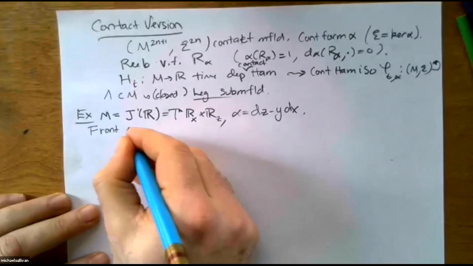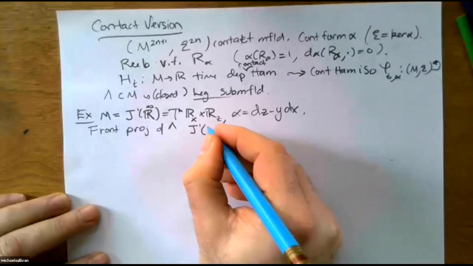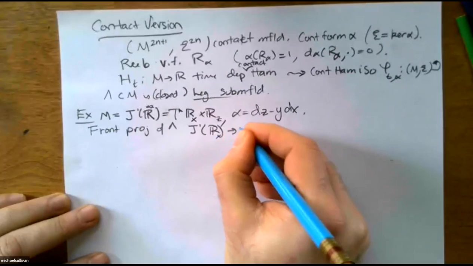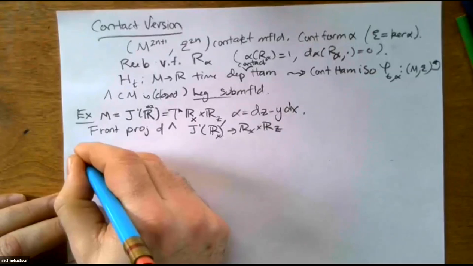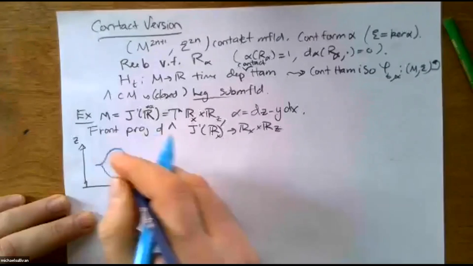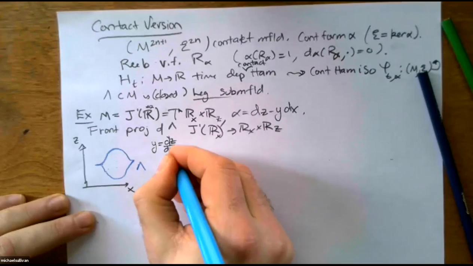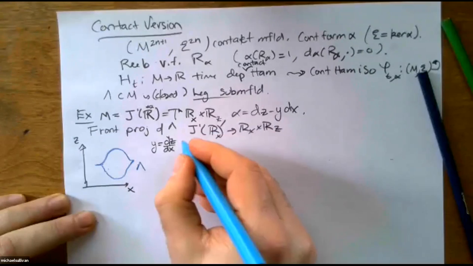Okay, and to illustrate Legendrians, it's easiest, at least for me, to consider the front projection of lambda. So the front projection goes from J1 of R to Rx cross Rz. So we only need to draw the Z direction and the X direction, and a Legendrian might be drawn something like this. And you recover the Y coordinate by just taking the derivative of Z with respect to X. And the last piece of information for this contact form alpha, the Reeb vector field is d by dz.